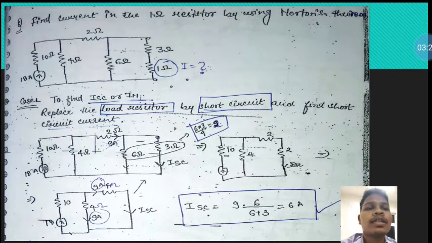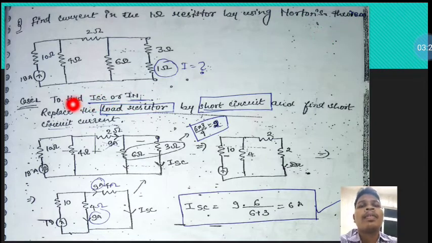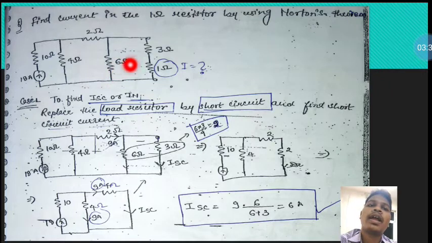In the first question, we are asked to find the current in the 1 ohm resistance using the Norton theorem. Here an 18 ampere current source is connected across a 10 ohm resistance in parallel, and there is a 2 ohm resistance connected with a 6 ohm resistance, which is connected with the 3 ohm and 1 ohm resistances. Across that 1 ohm we need to calculate the current, that is the short circuit current or Norton current.